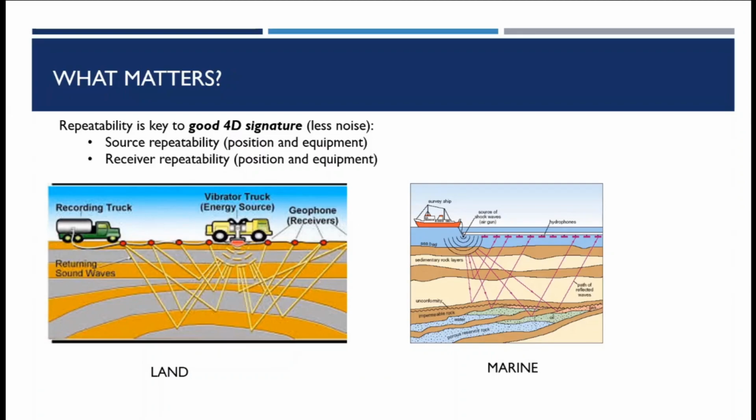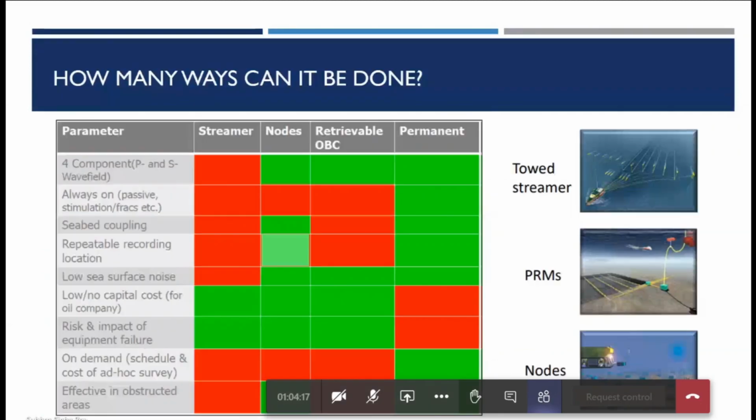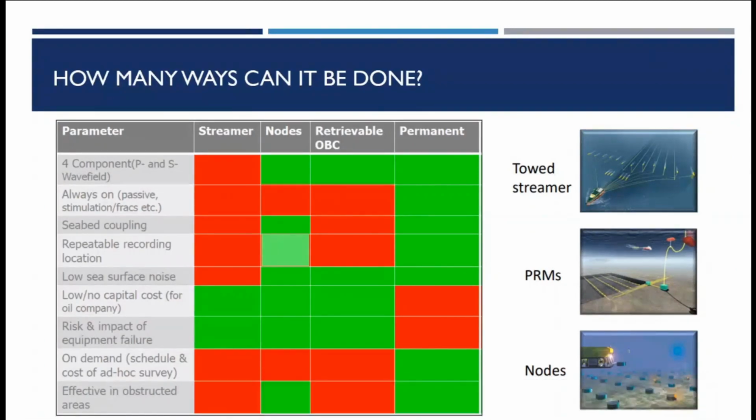When it comes to the receivers, it's also important to repeat the position and the equipment. So these are the two things we can talk about when it comes to good 4D seismic. How many different ways can we do 4D seismic? We can do it with streamers. We can do it with PRMs. We can do it with nodes. And also, we can do it with retrievable OBCs.